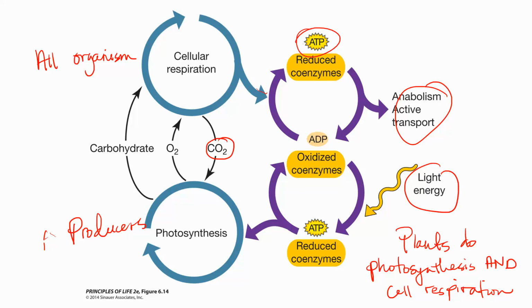So all of that is something to keep in mind, and to remember that plants do photosynthesis and cell respiration both. So they both consume oxygen and carbon dioxide. The main thing is they produce more oxygen than they consume. So that extra oxygen gets put into the air, and that's what we breathe in.